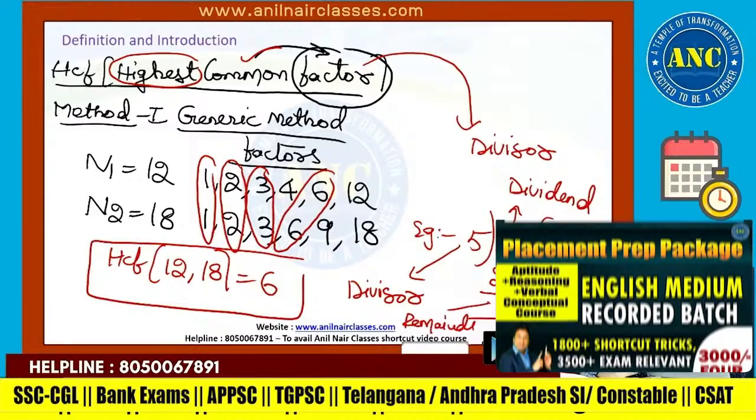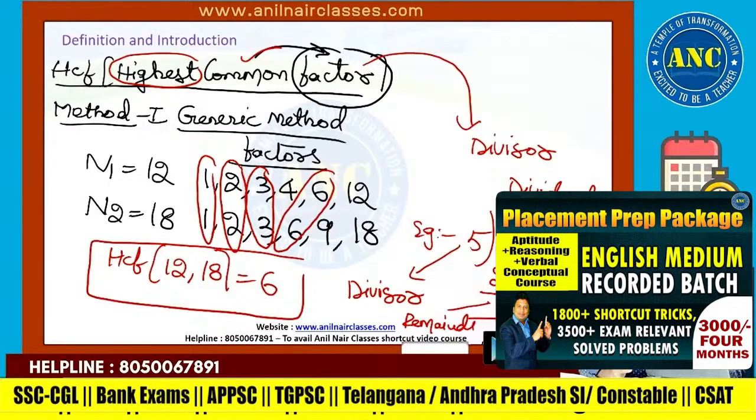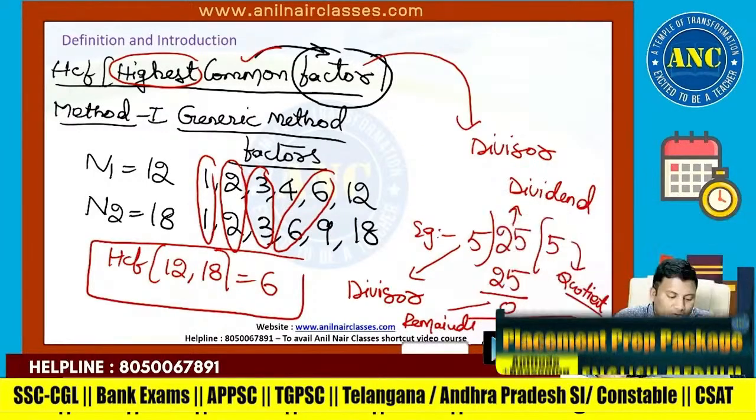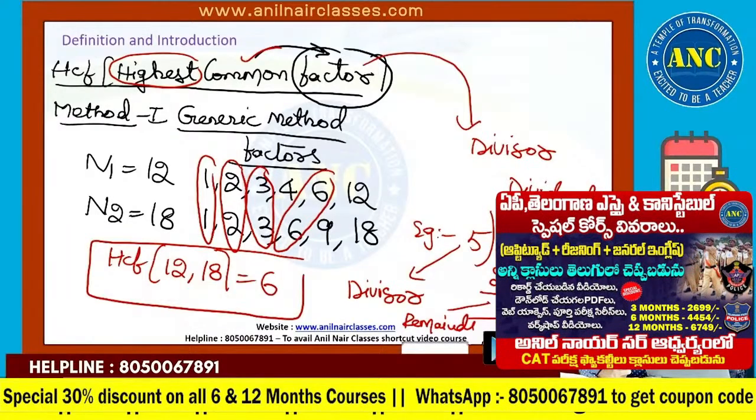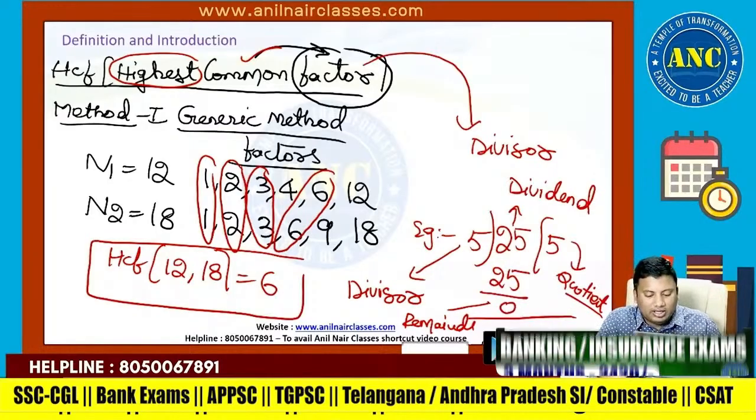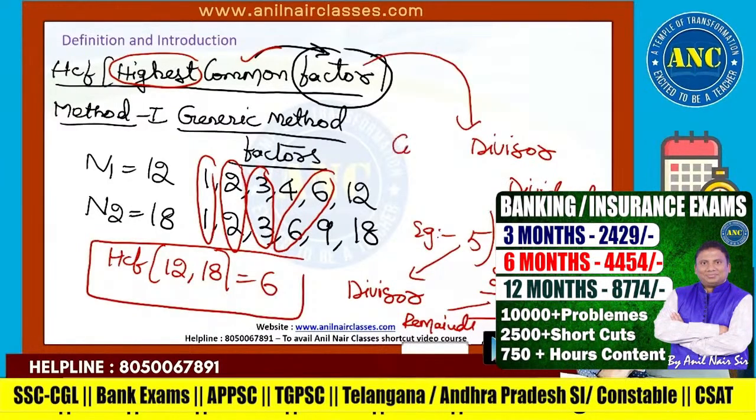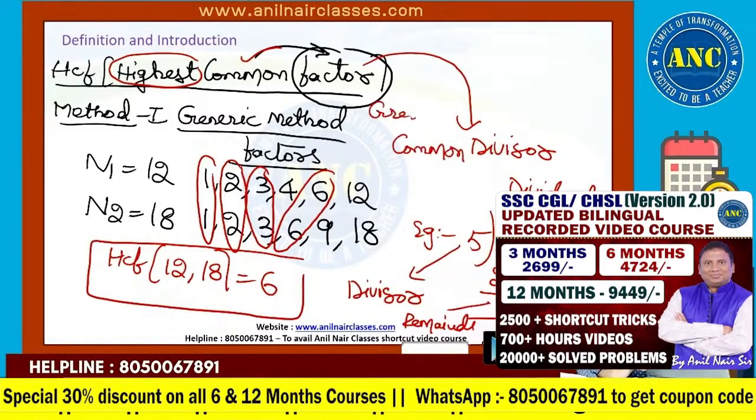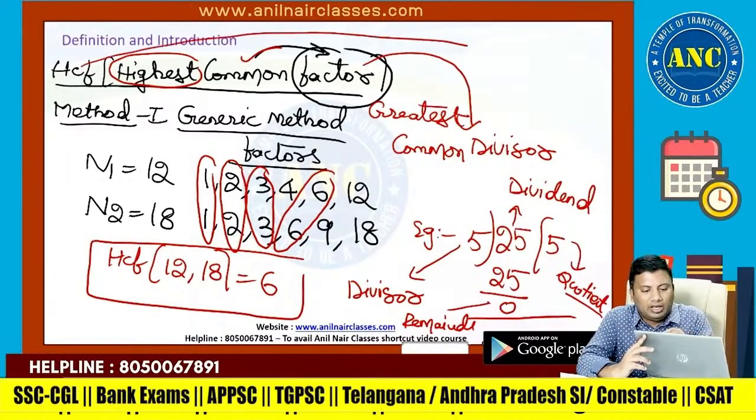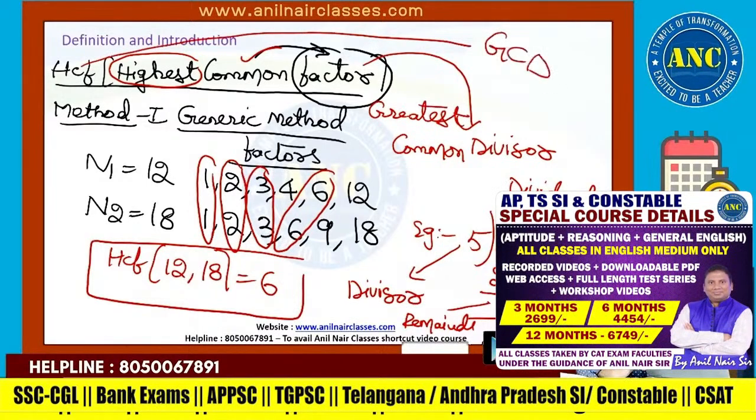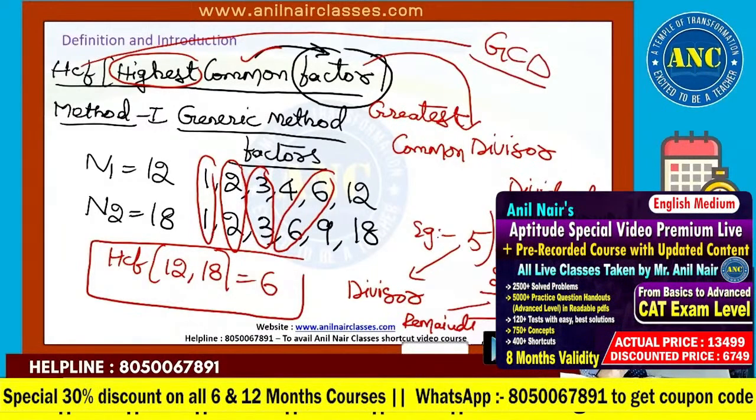Because 12 is perfectly divisible by 6, 12, 4, 3, 2 or 1, any factor is also called a divisor. Common remains common. Highest can also be said in synonym as greatest common divisor. So another synonym for HCF is GCD. GCD or HCF, both are synonyms of each other.